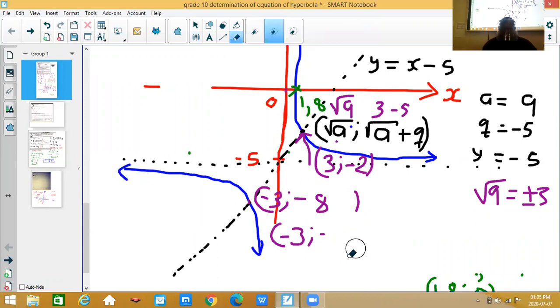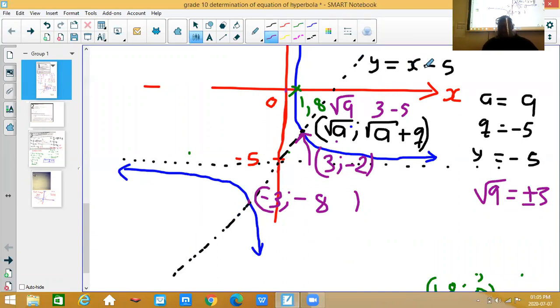So we have indicated this is the equation of the line of symmetry. This is the equation of the line of symmetry. It is x minus 5. Points of intersection of the line of symmetry and the graph, it is going to give us 3, negative 2, and negative 3, negative 8. Are you following?